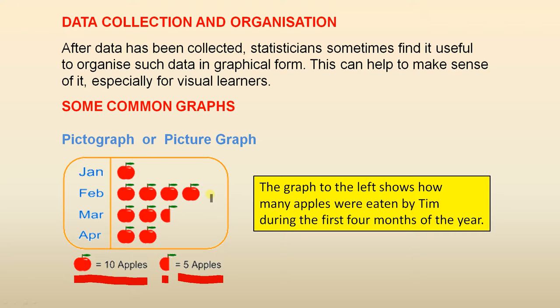We look at February, we see 4 apples drawn. Each apple that is drawn actually represents 10 apples. So in February, Tim ate 40 apples. 10, 20, 30, 40. We can see in March that he ate 25 apples, and in April he ate 20 apples. It's a very interesting and visual way of representing data. It's actually very, very basic, but it's very colourful and very interesting.